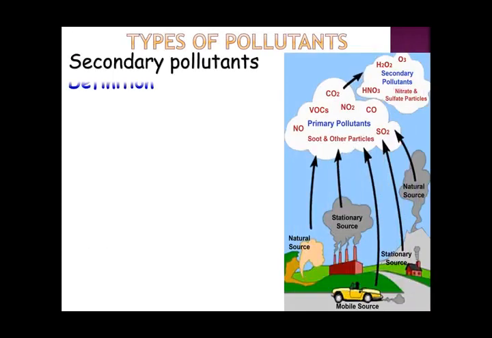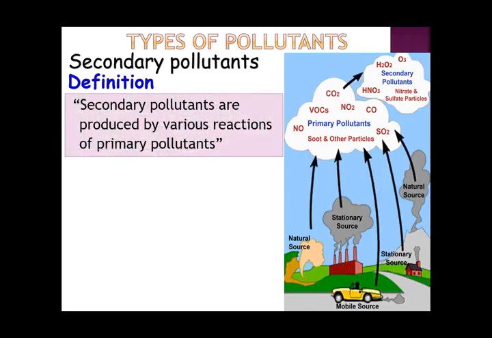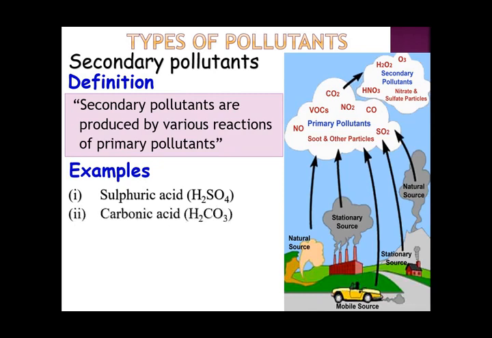Now the secondary pollutants. Secondary pollutants are produced by various reactions of primary pollutants. They include sulfuric acid, which is produced by the reaction of sulfur dioxide with water in the presence of air. Carbonic acid is produced by the reaction of carbon dioxide with water. Nitric acid is produced by the reaction of nitrogen dioxide with water in the presence of air.